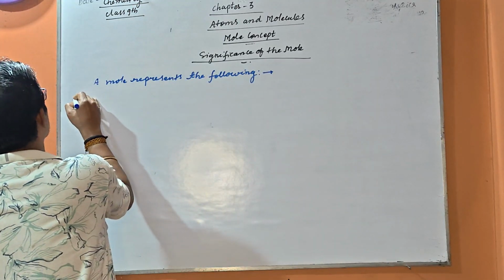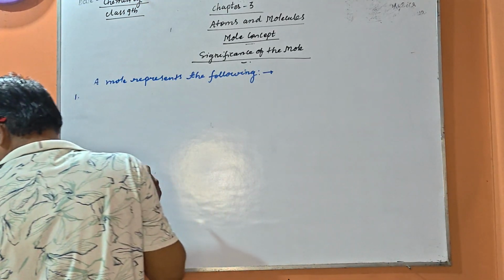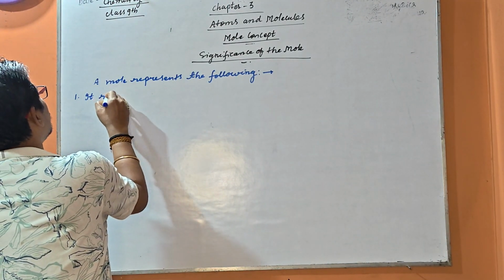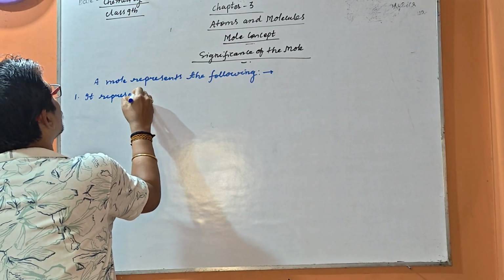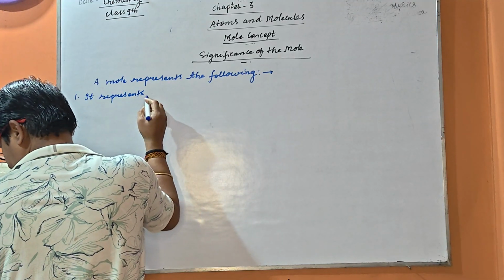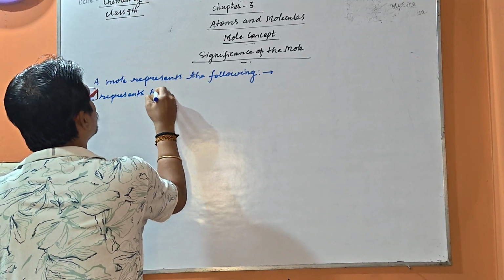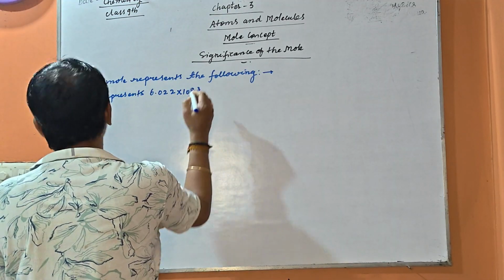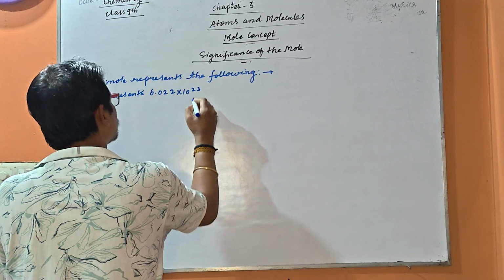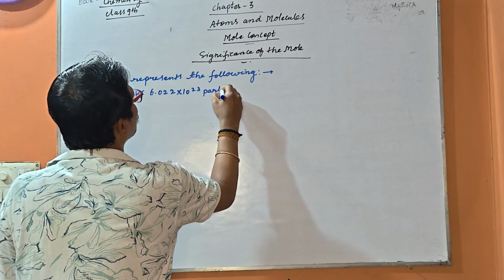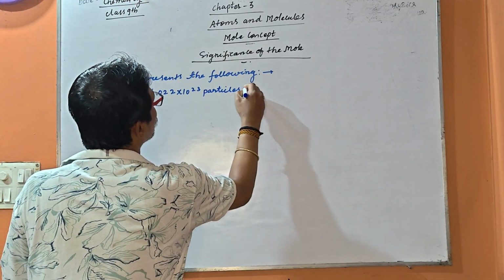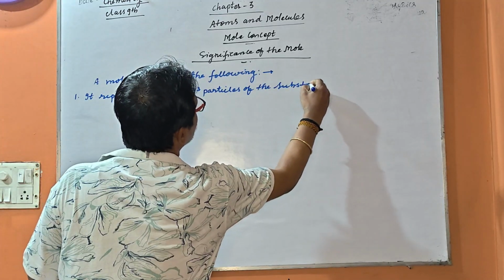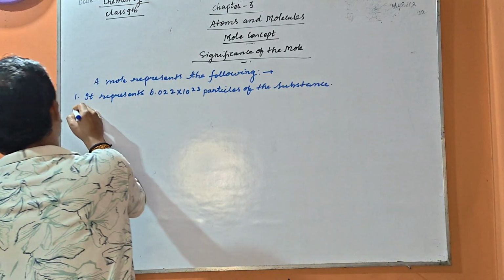Point number 1. It represents, as I already discussed a few seconds before, 6.022 into 10 to the power 23 particles of the substance. This is point number 1.